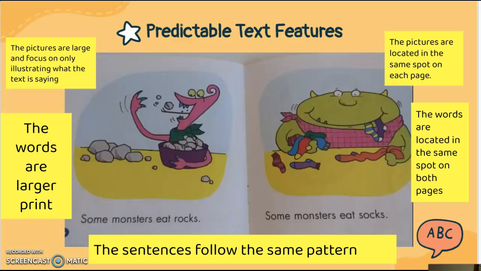On this next slide I have an example of a text that is a predictable text and the text features that go with that. So the first is that the pictures are large and focus on only illustrating what the text is saying. So in our picture we see specifically a monster eating rocks, and that matches the text and is not overly distracting. The words are also in larger print typically. The sentences are going to follow the same pattern, and this is where those patterns come in. For this book we see some monsters eat rocks, some monsters eat socks. So it follows that same word pattern, and in the end, rocks and socks are the only different words.